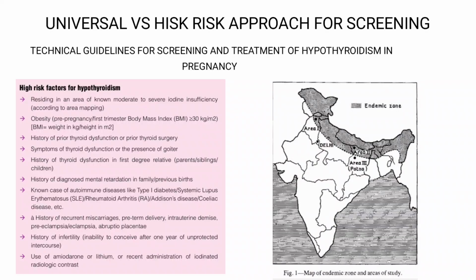So the universal versus high risk approach for screening tells us that if there are high risk factors for hypothyroidism, then we have to screen the patient and treat her for hypothyroidism in pregnancy. So what are the high risk factors? If the female is residing in an area of known moderate to severe iodine deficiency, you can check on the map that the northern area, the northwest areas, are the endemic zone of iodine deficiency. So these patients come under the high risk category.